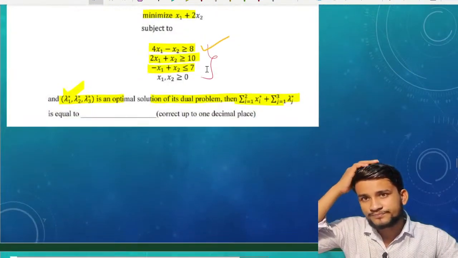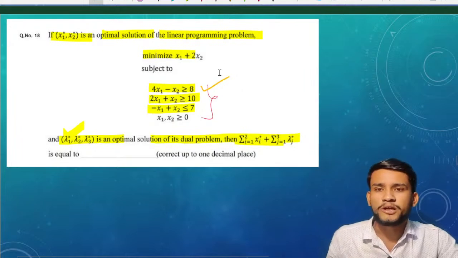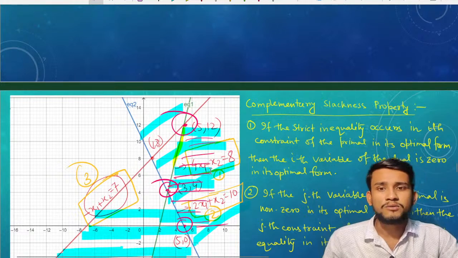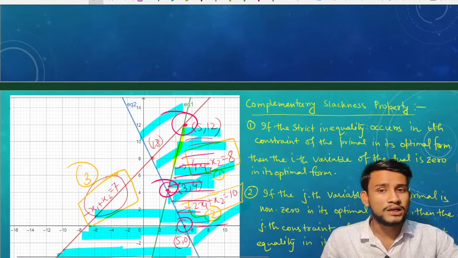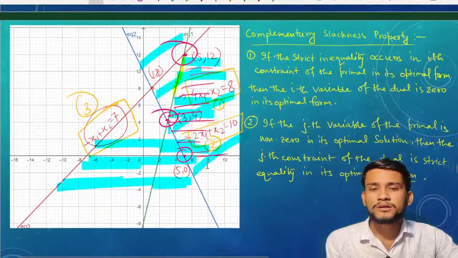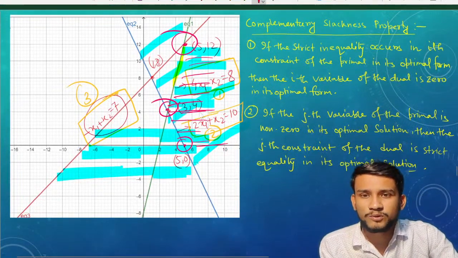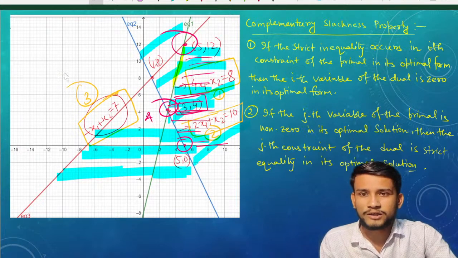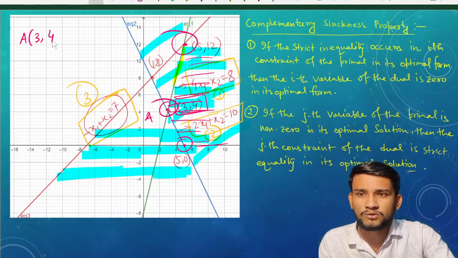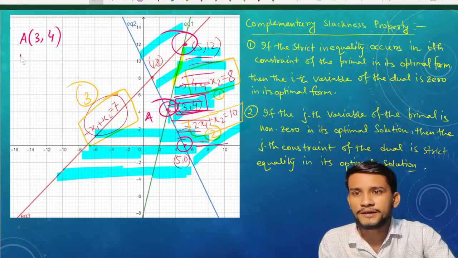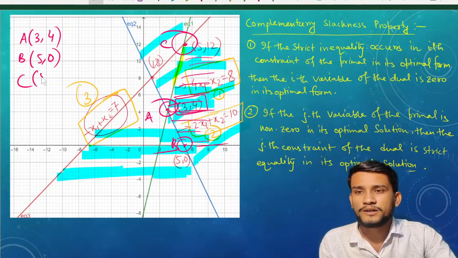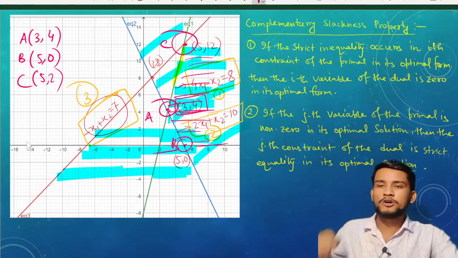Since the problem is a minimization problem, we can get an optimal solution. This region is unbounded, but we can get a solution because this is a minimization problem. So this point is (3, 4), you can calculate it. Suppose this point is A, so A is (3, 4). Suppose this is point B, (5, 0), and suppose this is C.